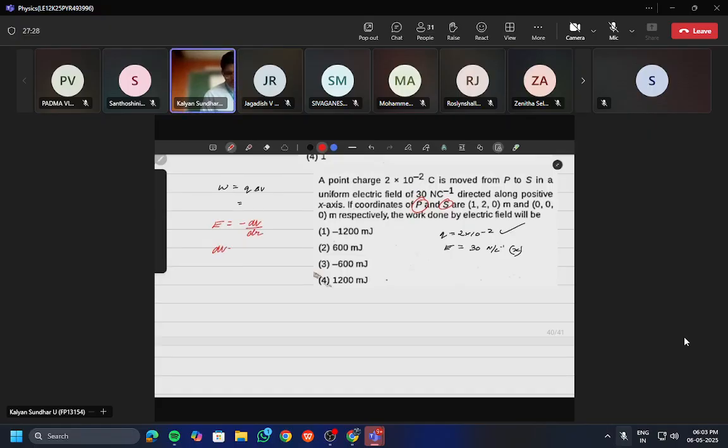So del V will be equal to minus E into del R. And one more thing is that the electric field is only along the x-axis. So I don't need to worry about y and z. So it will be minus of Ex into dx. Ex is the parameter. That's all. What is the value of Ex? 30. Correct? So you will be integrating on both the sides.